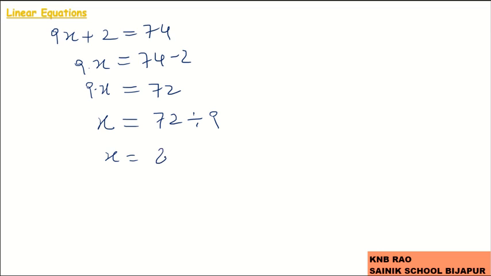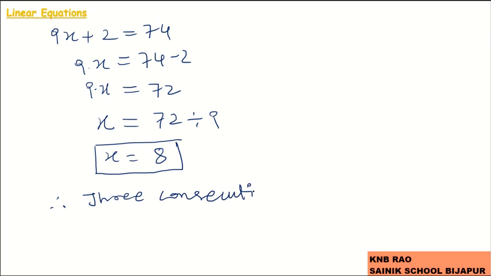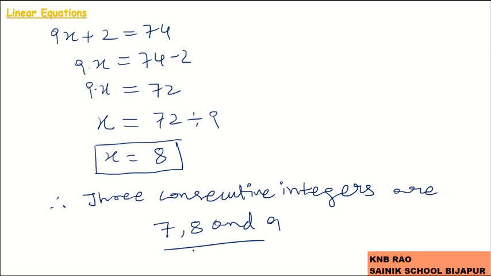Now the moment you know x as 8, therefore the 3 consecutive integers are: the middle one is 8, the previous one is 7 and the next one is 9. So this is how question number 8 is solved.